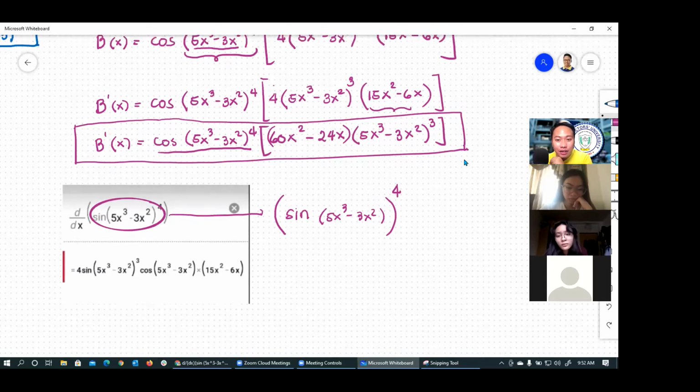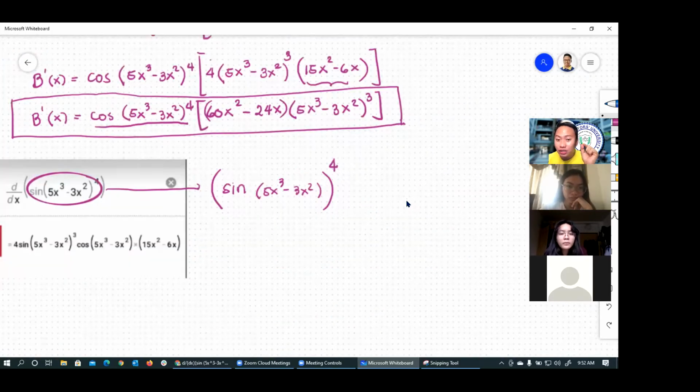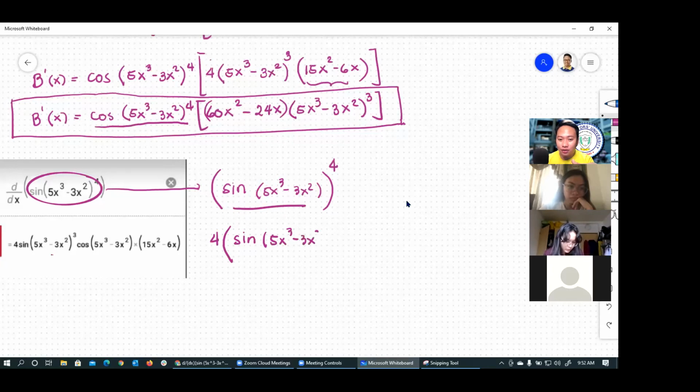The goal of my given, guys, is only raising this thing here to the power of 4, not including the sine. So if we were to do this process here, the answer should be this one. Diba? You start with the outermost part man, so you do 4. And then you copy everything inside the parentheses. So sine 5x cubed minus 3x squared. And then you do 4 minus 1. And that's what you see here: 4 sine 5x cubed minus 3x squared raised to the power of 3. That's already your first part of the answer.